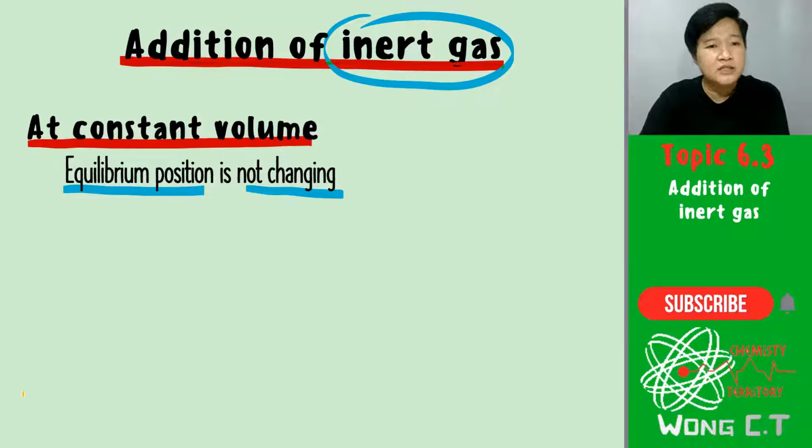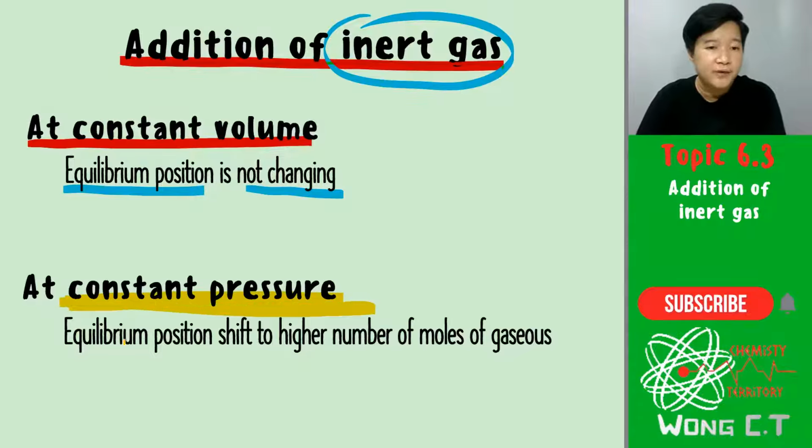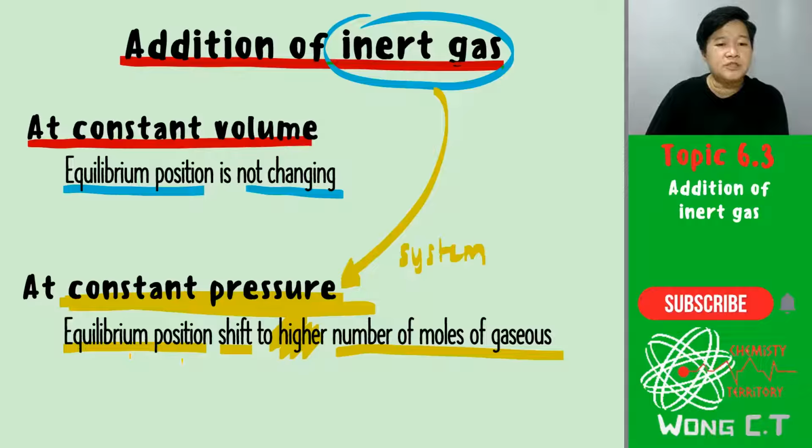Another condition that we can have is when your inert gas is added at a constant pressure. When your inert gas is added at a constant pressure, your equilibrium position will shift to a higher number of mole of gases. So, remember one thing, when your inert gas is added into your system at a constant pressure, your equilibrium position will definitely shift to a higher number of mole of gases.